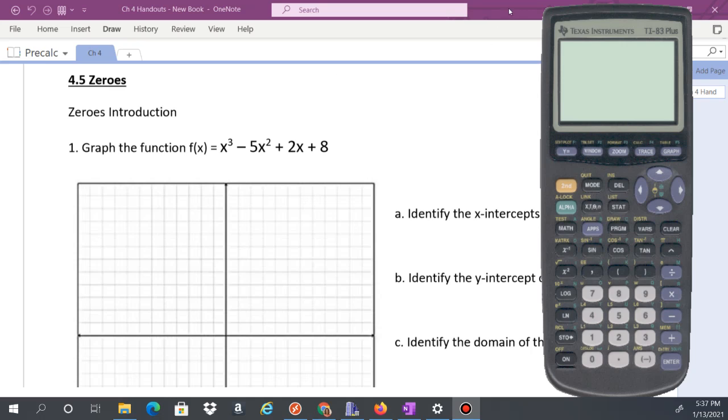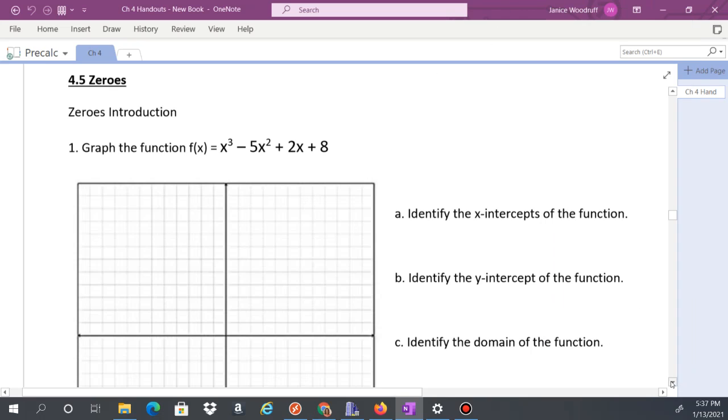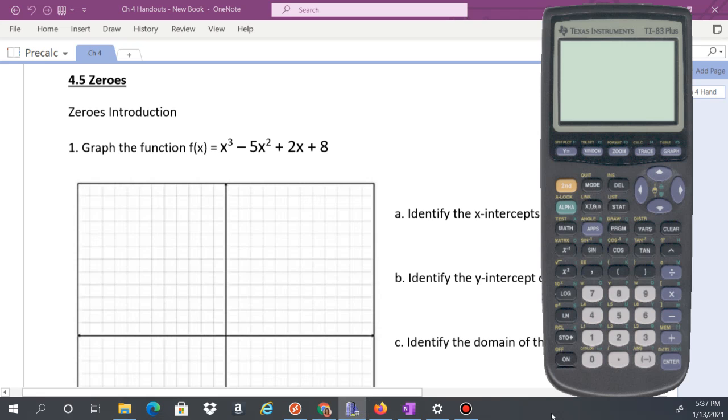All right, so this first thing that we have here is just a little introduction to zeros. I want you guys to know the associations between zeros and the graph and how they work as factors and everything like that. So if I am taking this function and I want to graph it, I am going to go over here to my graphing calculator and put it in. We're going to put in x to the third minus 5x squared plus 2x plus 8, and we're going to graph it.